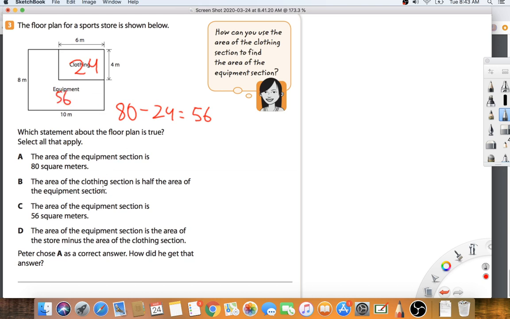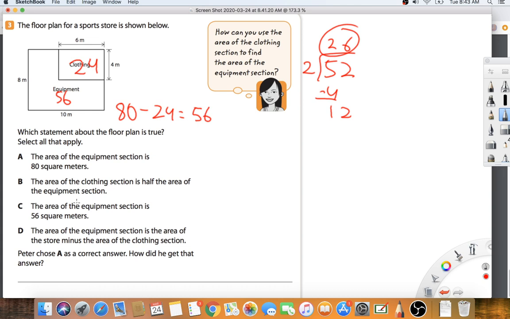Now it says the area of the clothing section is half the area of the equipment section. This is equipment, 56. What's half of 56? That's how we find out what is half. So 28. The clothing section is 24. Half of the equipment section would be 28. So the area of the clothing section, 24, is not half. So this one would not be true.